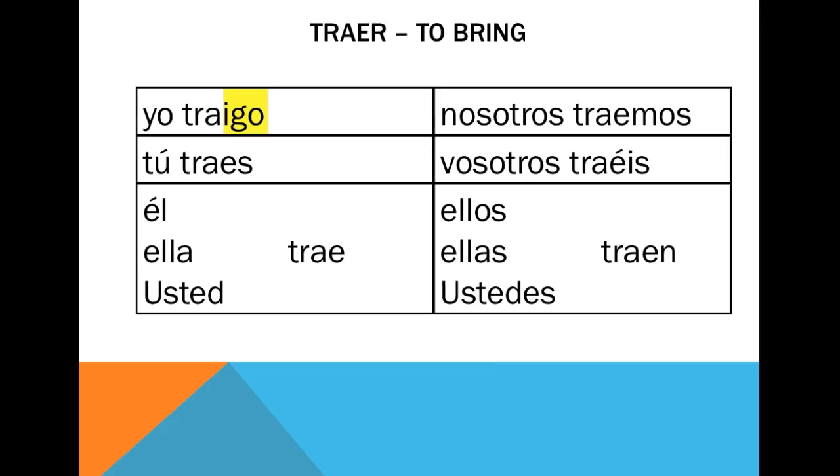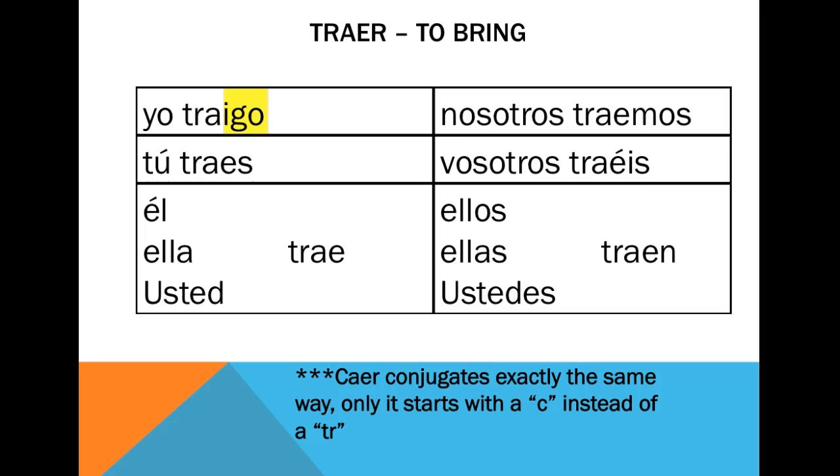These are your conjugations for the verb traer. You'll notice in the yo form, this one is especially irregular because it has an IGO where you would typically have an E, that I is inserted. All the other forms conjugate just like any other ER verb, so just remember that the yo form for traigo is a little bit different than the others. Also, you'll want to note that the verb caer conjugates the same way as traer, only of course where you have a TR in the traer forms, you would have a C in the caer forms.